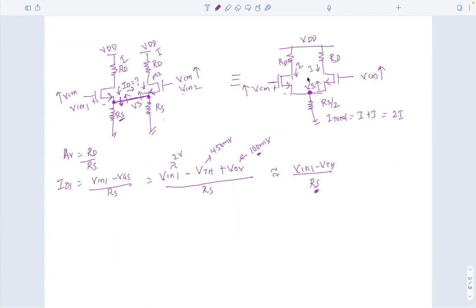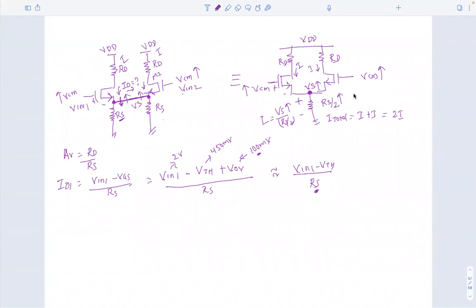Okay. If Vs increases, what happens? The current flowing through the resistor is Vs by Rs by 2. This is constant, so the current will also increase. Here the current is increasing. Make sense?